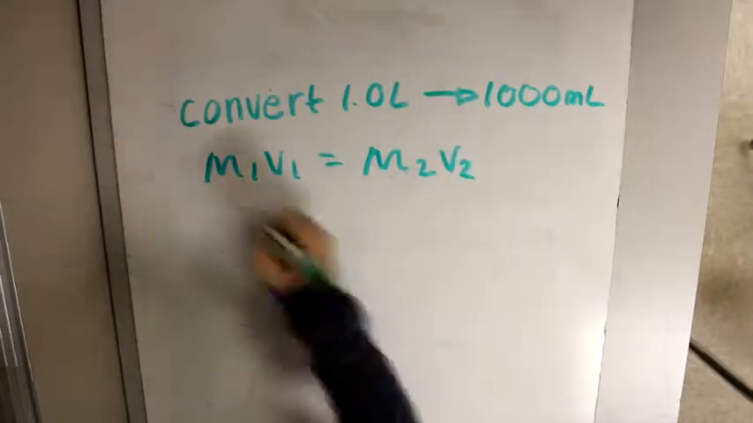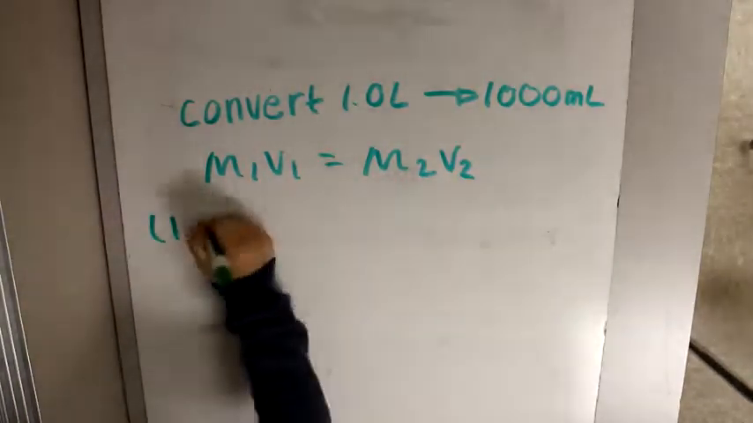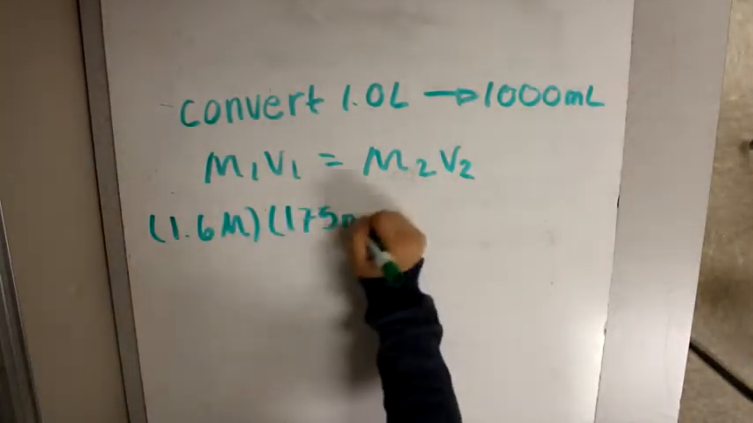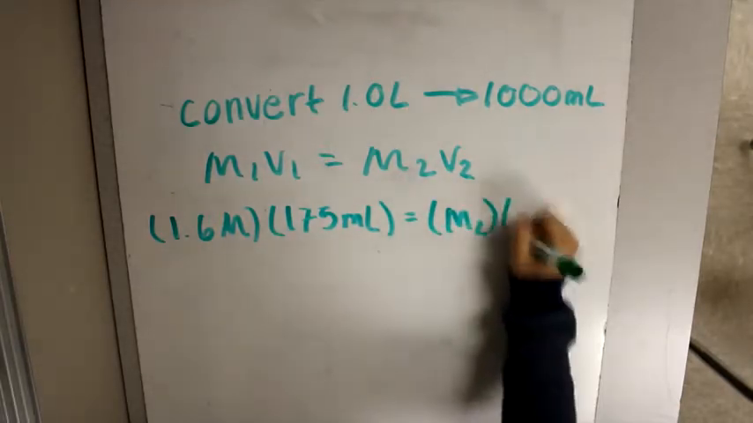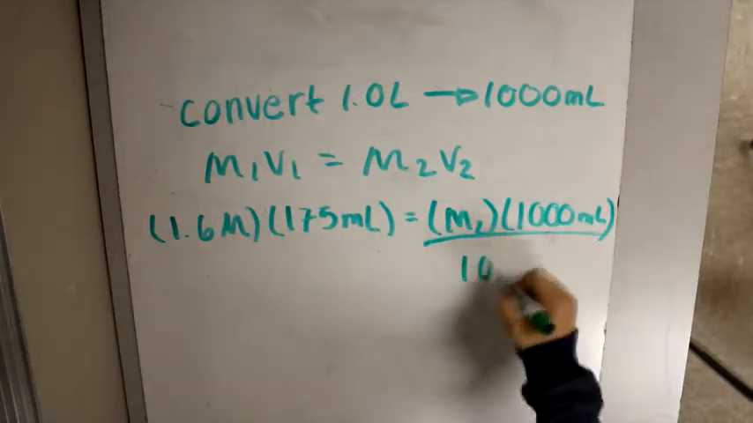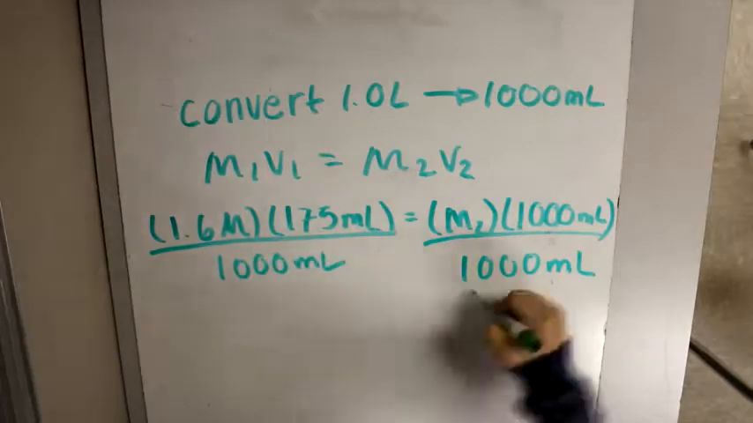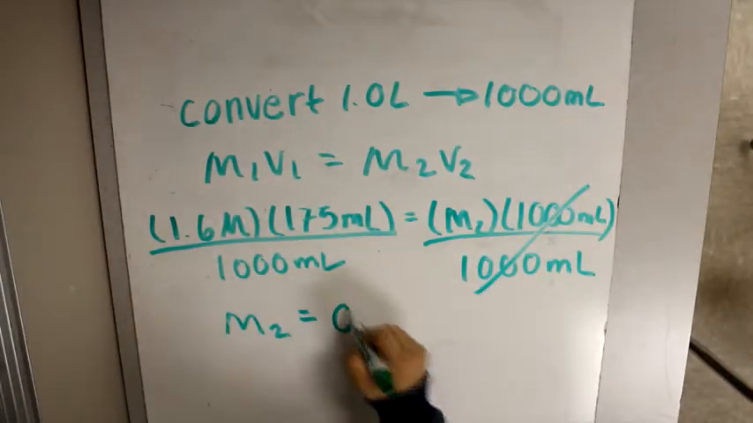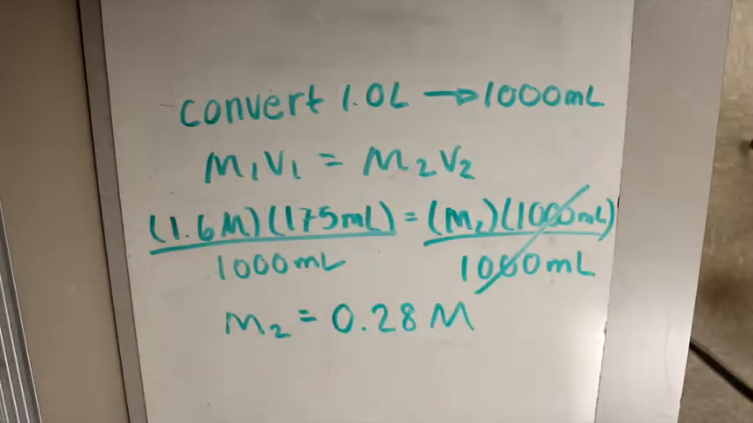After conversion, plug in the values that you know into the equation. That results in the equation of 1.6 moles over liters times 175 milliliters equals M2 times 1,000 milliliters. Then solve for M2 by dividing each side by 1,000 milliliters, which leaves you with 0.28 molarity.